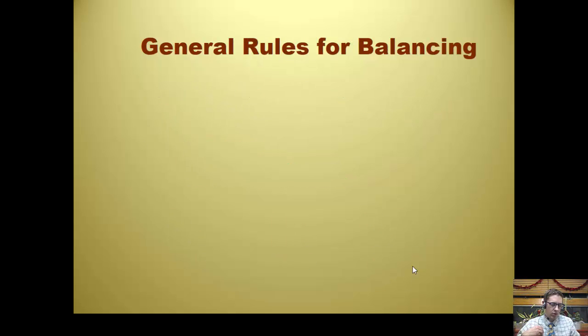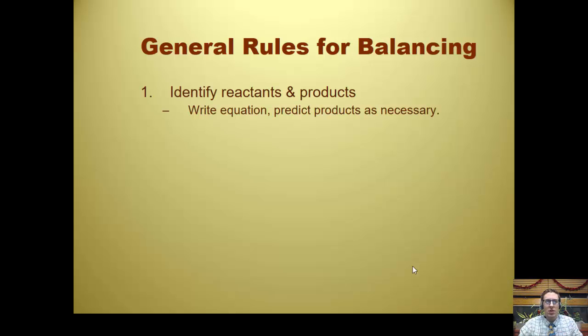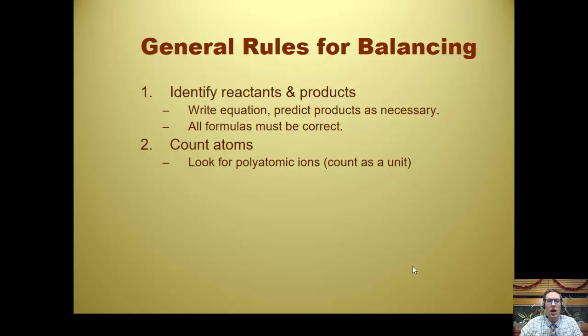So here's some general rules for balancing. First thing you need to do is identify the reactants and the products. You're going to write the equation. You're going to go from words to the formula and predict the products as necessary if you need to. All formulas need to be correct. They need to be properly written to make sure charges within the formula are balanced. Otherwise, this doesn't work. Then you're going to count atoms.